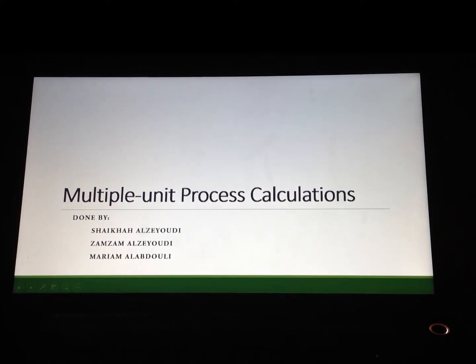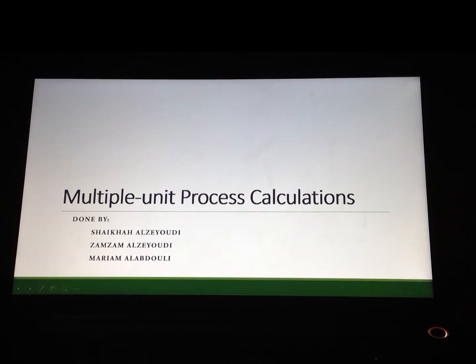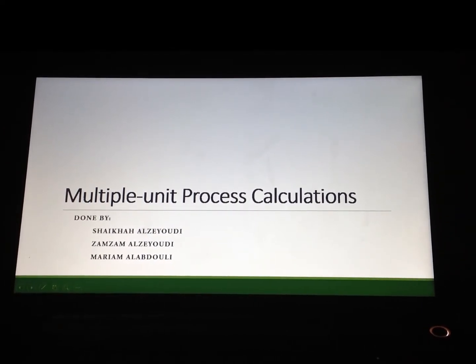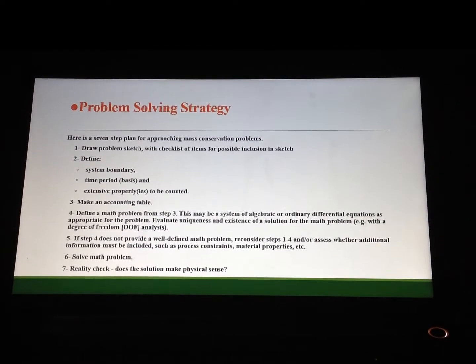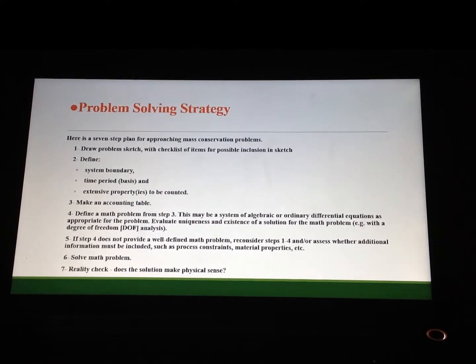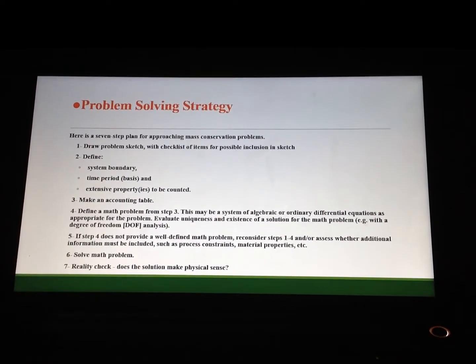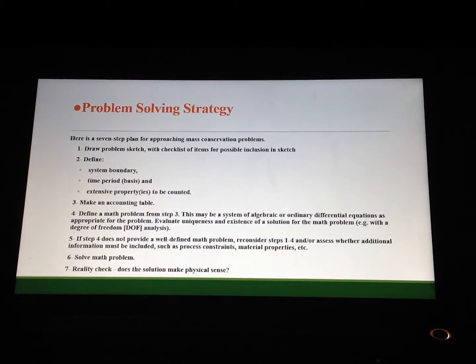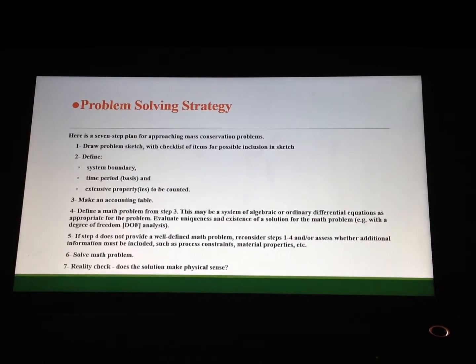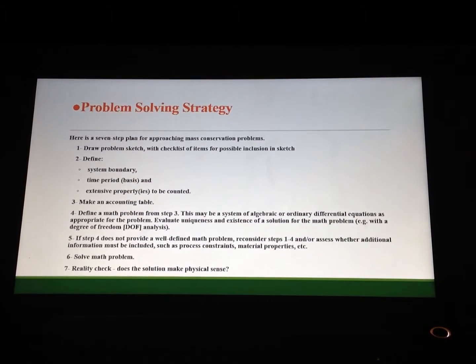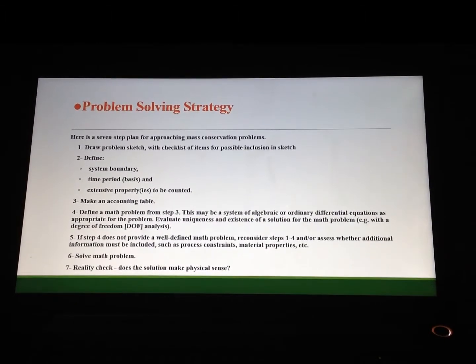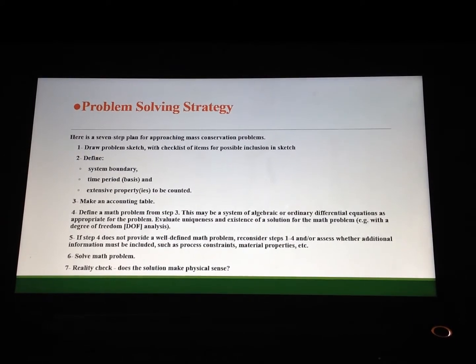Hello everybody. This video is about multiple unit process calculations. For each multiple unit process system, there is a problem solving strategy that we should follow to find all our calculations. Here is a 7-step plan for approaching mass conservation problems.